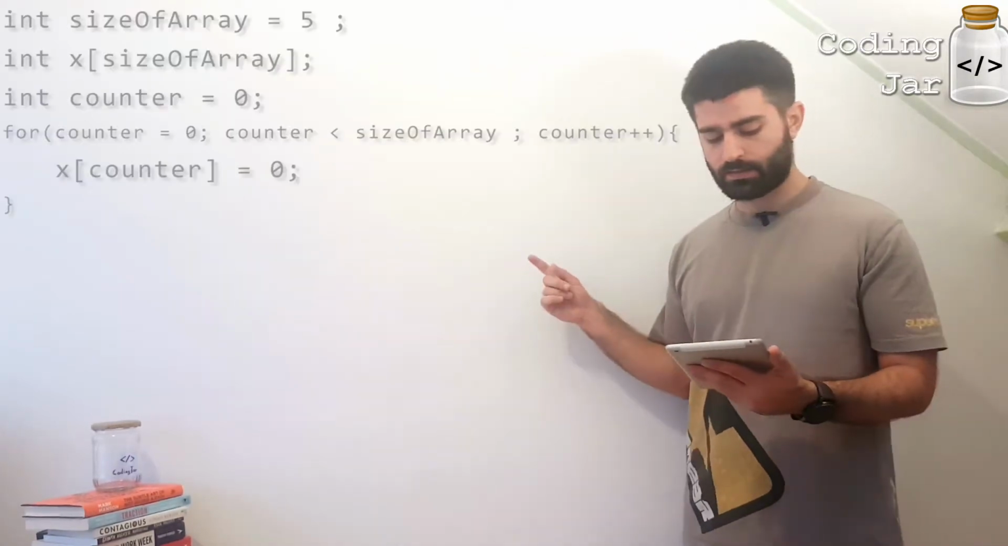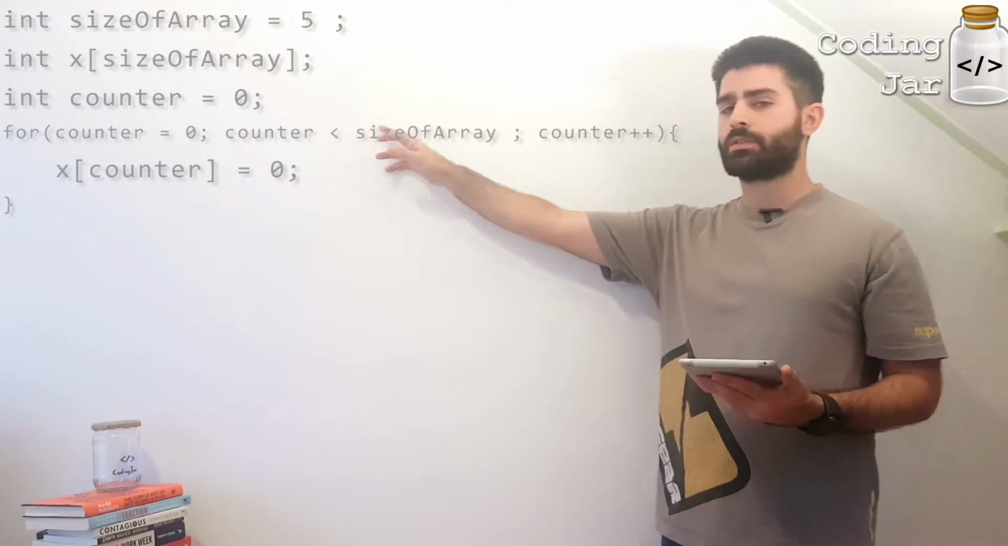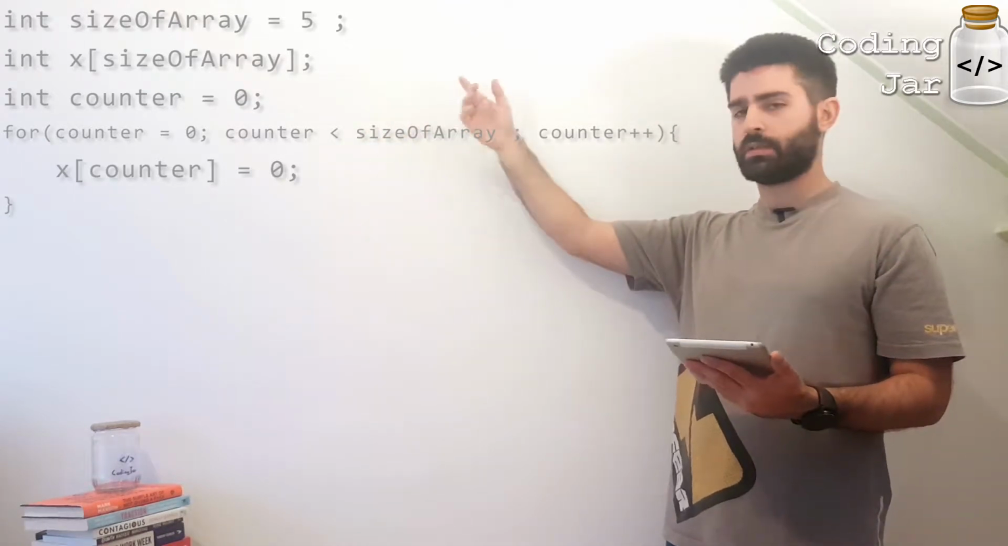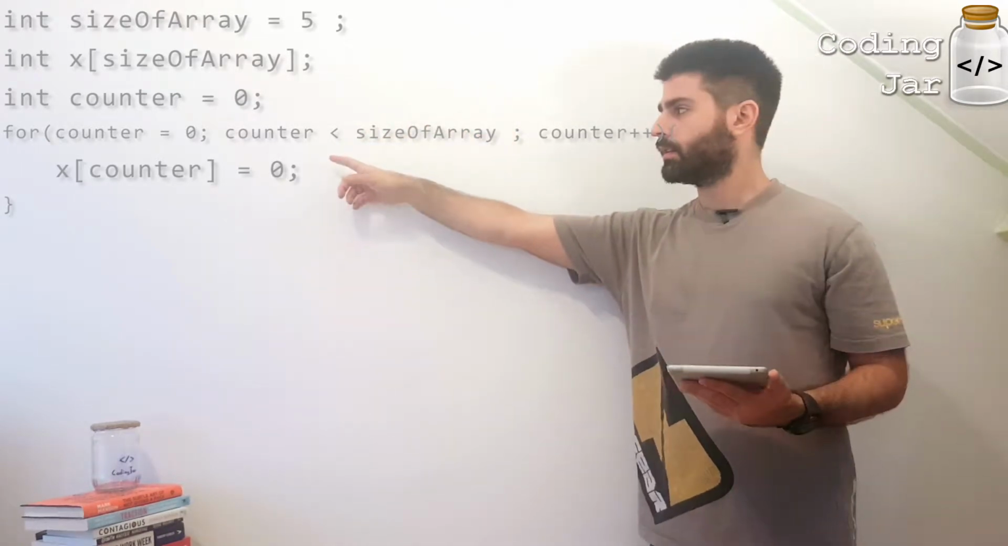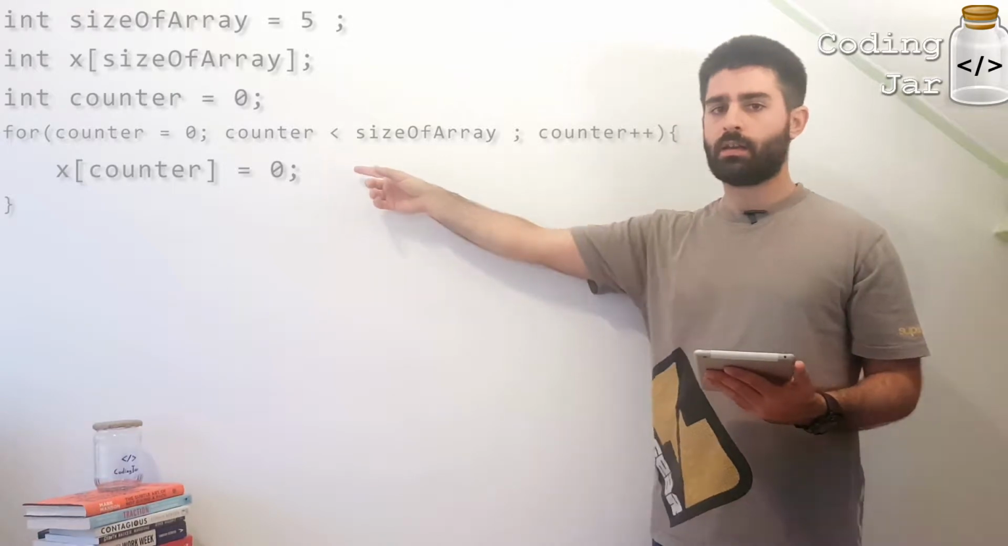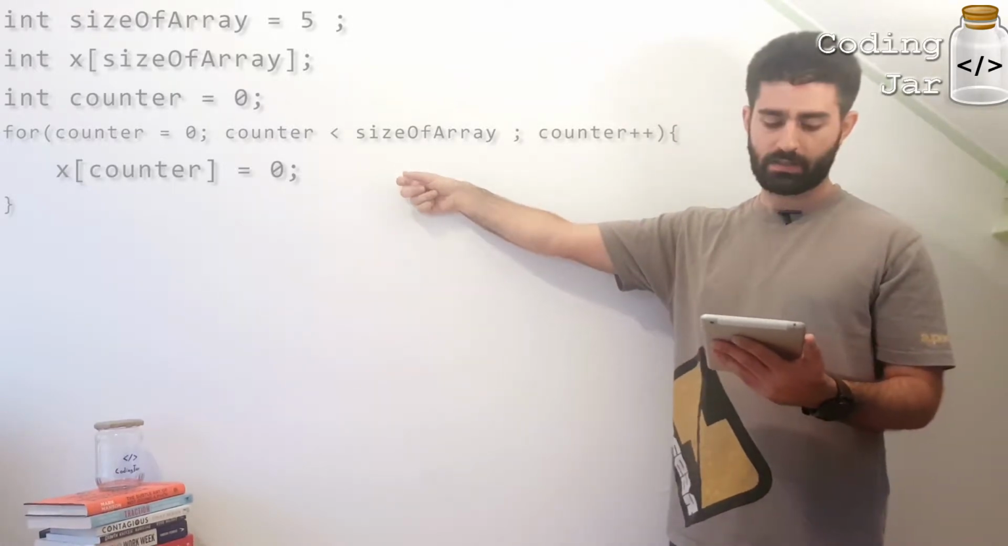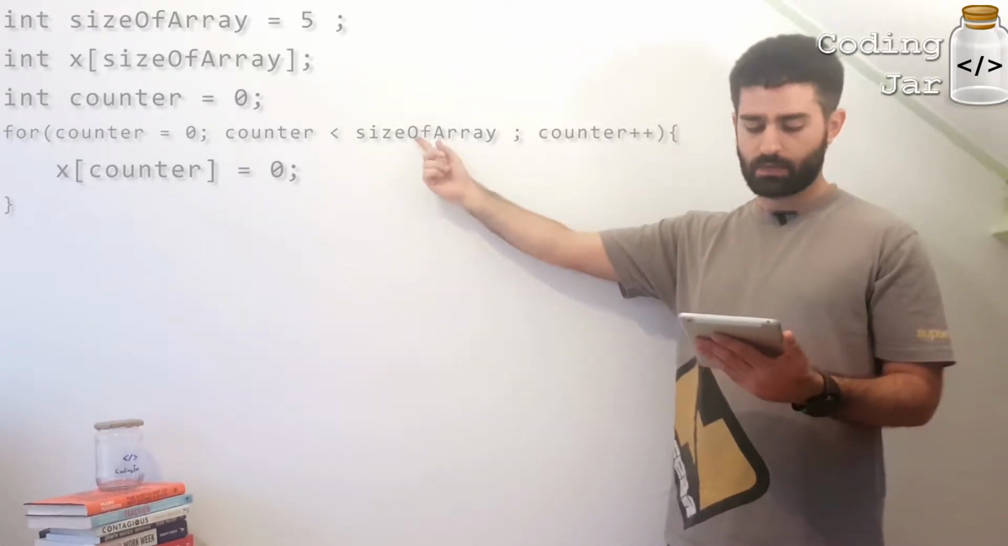The other way of initializing an array is this. So you got the size of the array, which is 5 in this case. You got an int array, int x, whose size is size of array, which is 5.